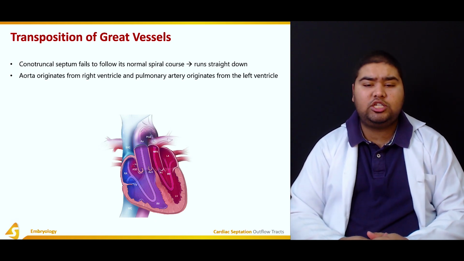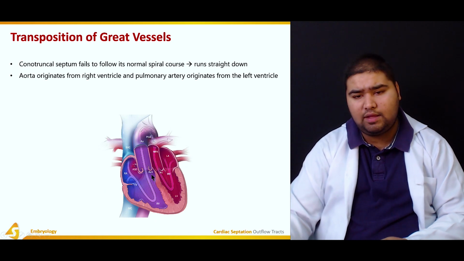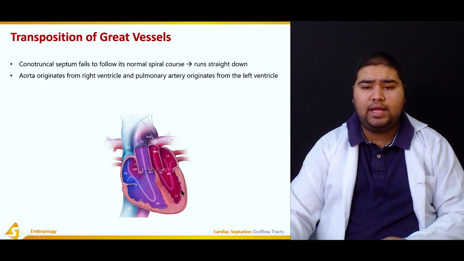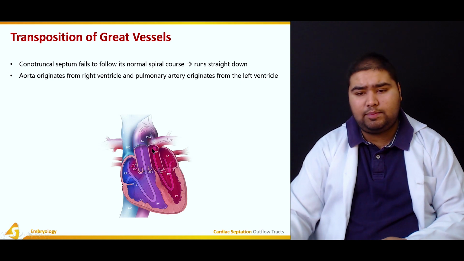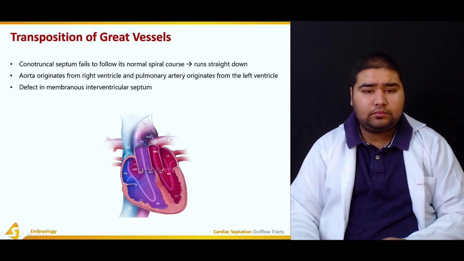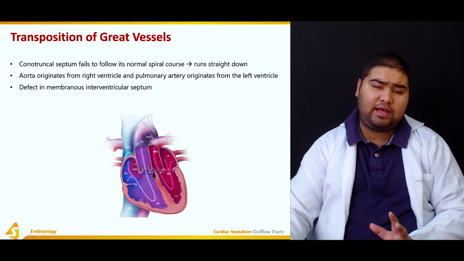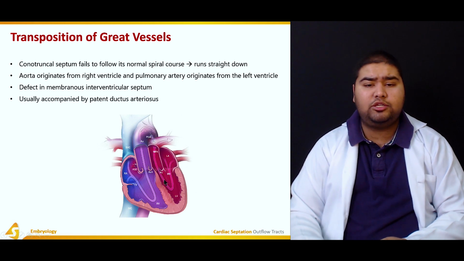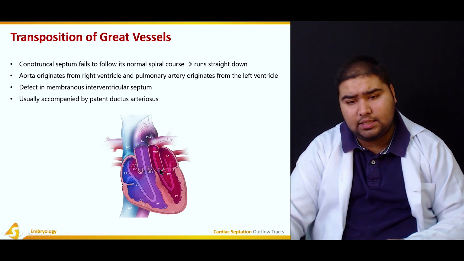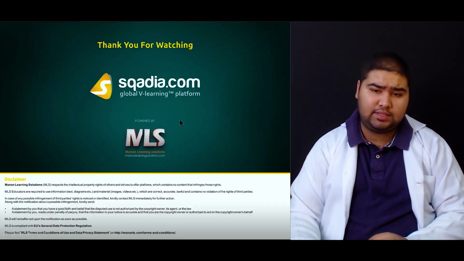Now the aorta originates from the right ventricle. Here you can see this is the right ventricle giving rise to the aorta, and this is the pulmonary artery, which is arising from the left ventricle. Now there may be defects in the membranous part of the interventricular septum. We can have defects in that as well. It is usually accompanied by a patent ductus arteriosus. This is the patent ductus arteriosus which usually accompanies this condition.